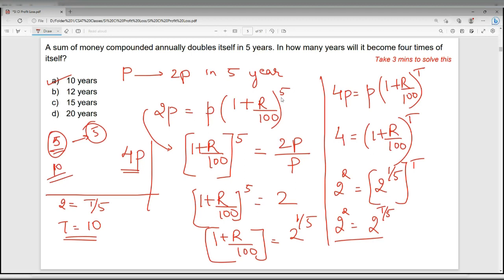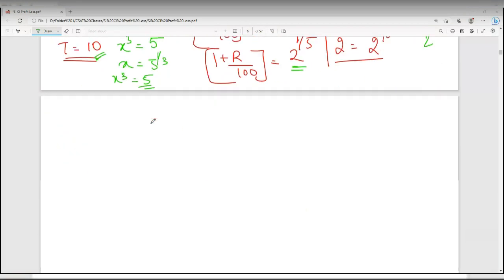But you can do it like this also, because sometimes they don't give it so clearly. Instead of 4, if they give you 30 times or 36 times, you may have to do it this way. So I hope you have understood this. If you have any doubt, please ask. Move to the next question.